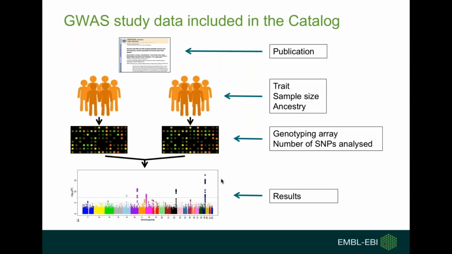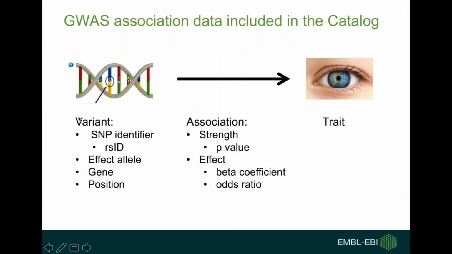Now, looking in detail at the results that we extract, we have variant information, so the SNP identifier with its RSID. We also extract information about the allele that is affecting the phenotype or the trait. We look at the closest gene to the particular variant, and then we include information about where the variant sits on the genome, so its chromosome, its position, etc. In terms of the association itself, we extract information about the strength of the association, so the p-value. We also extract information about the effect on the trait. So usually it's a beta or an odds ratio that will describe the impact of the SNP on the trait. And then we extract information about the trait that has been analyzed in the study.